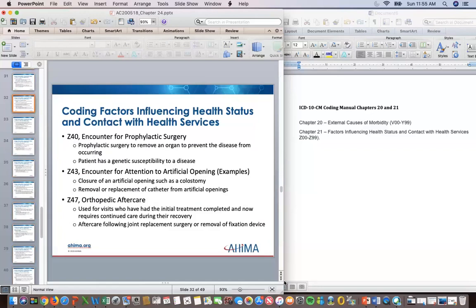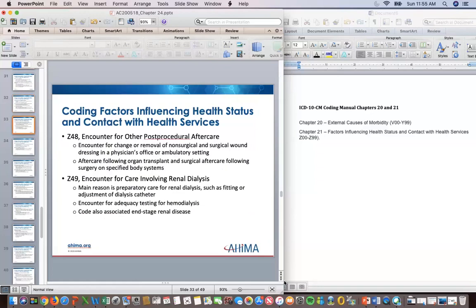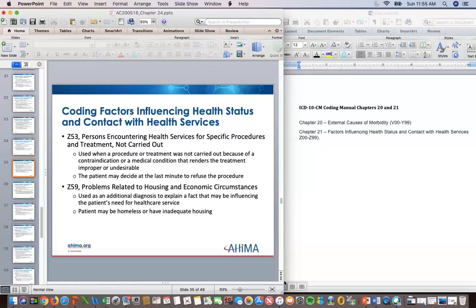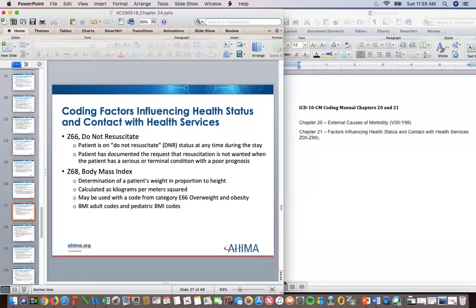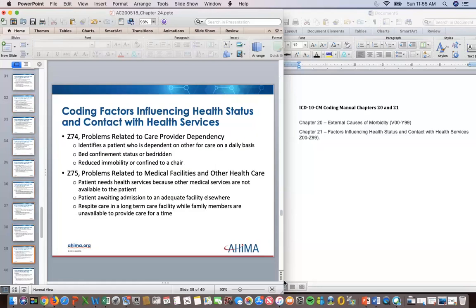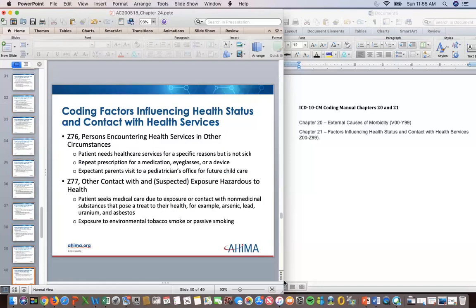They'll use the Z20 code, remove organ, maybe a tubal ligation. Encounter or attention to artificial openings. I have a colostomy. I come in because I want them to remove or replace the catheter. Orthopedic aftercare, etc. Procedural aftercare. So again, I'll just kind of breeze through these PowerPoints and you can review them on your own.